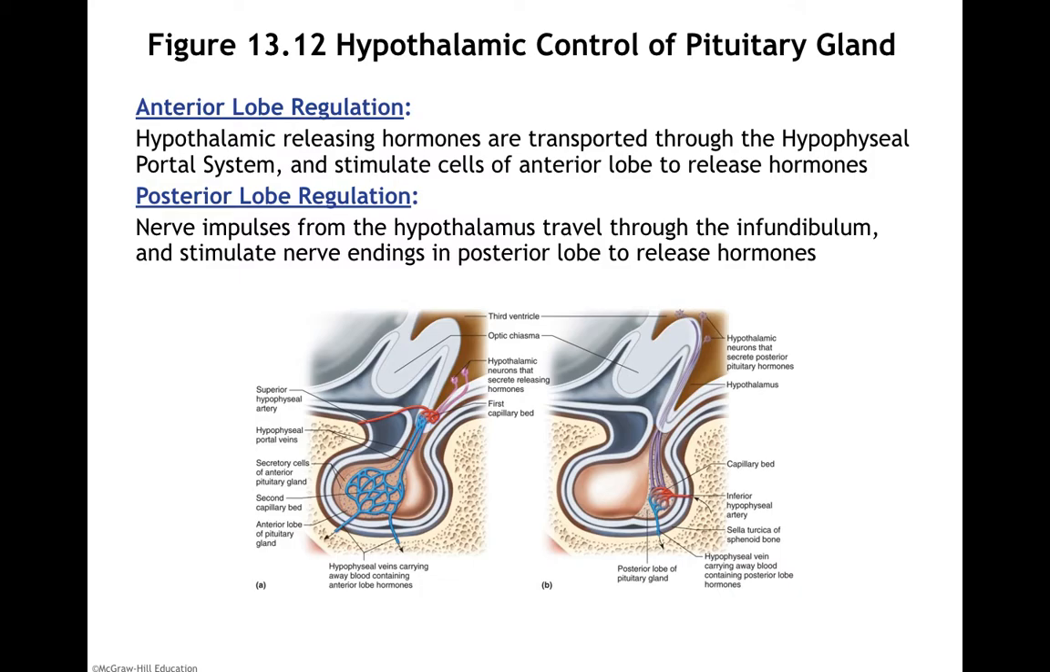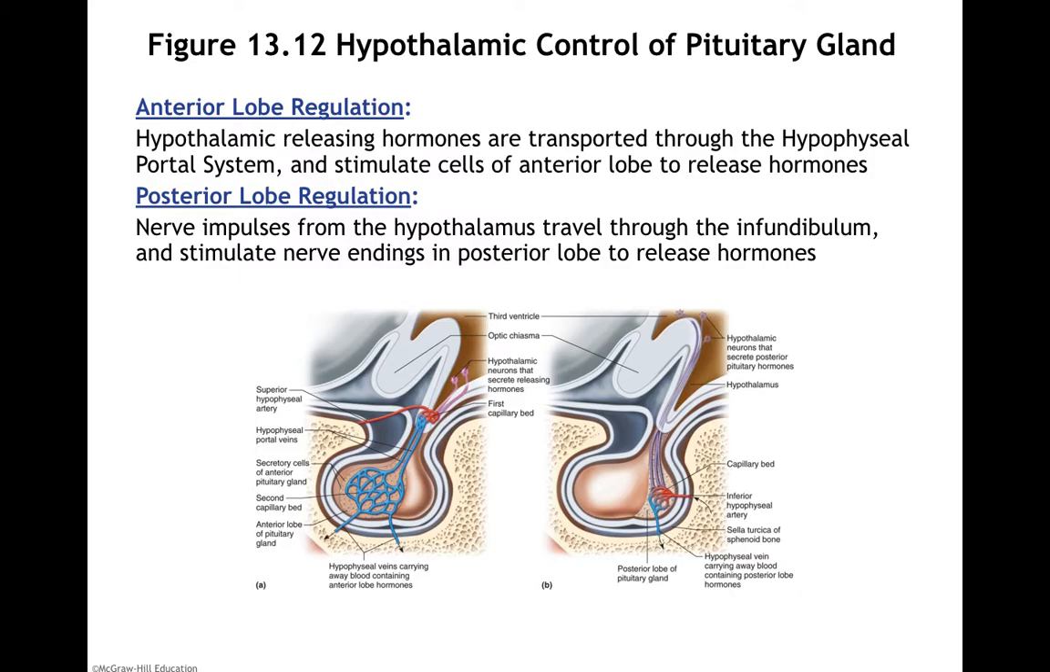For the anterior lobe, the hypothalamus releases hormones that are transported through the hypophyseal portal system. A portal system is a special way that blood is set up. Blood usually goes from an artery to a vein. In this case, blood will go from an arteriole to an arteriole and then to a vein. And that will stimulate cells of the anterior lobe to release their hormones.